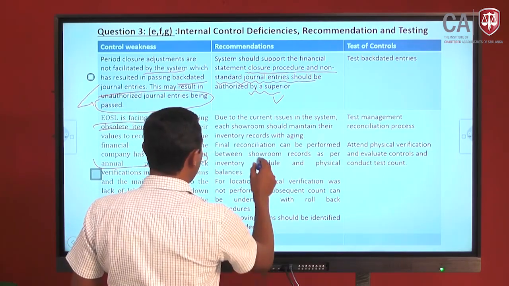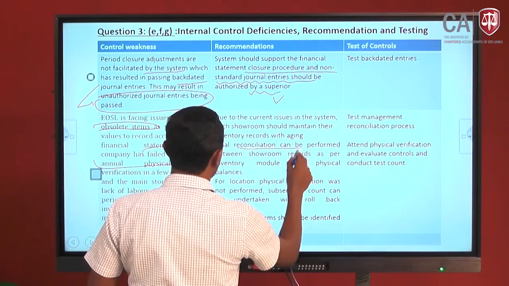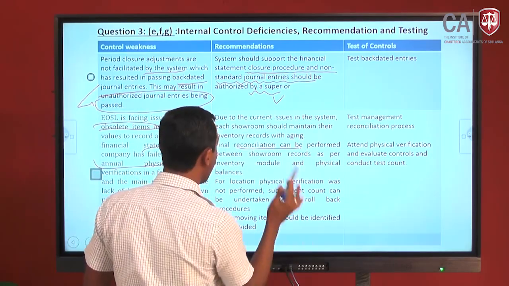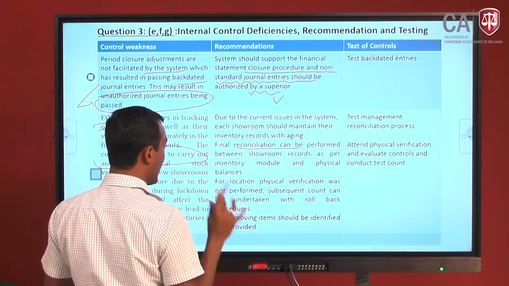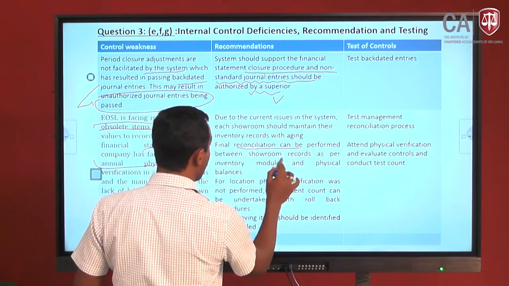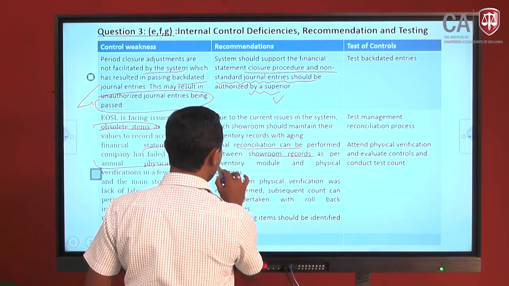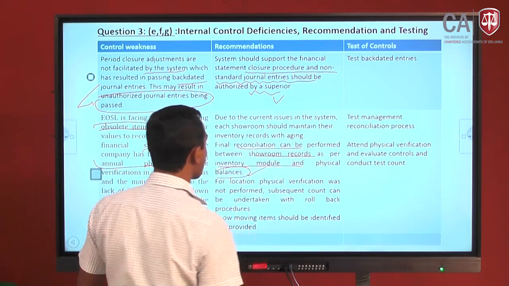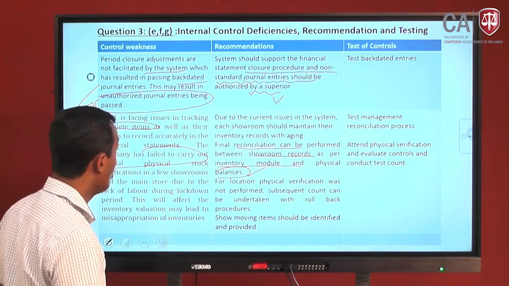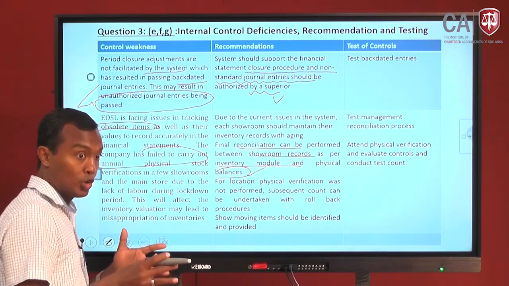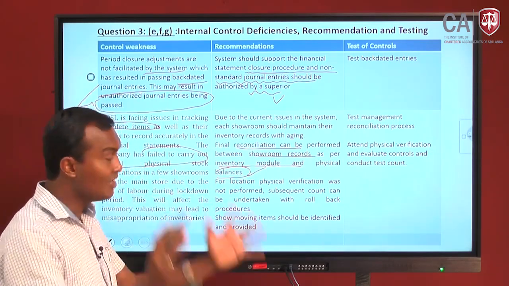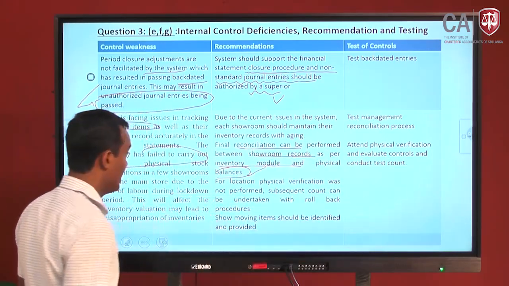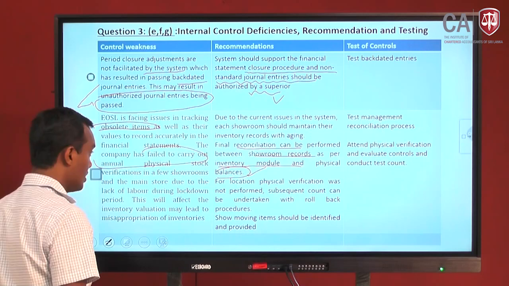But what we are suggesting is that a proper reconciliation can be performed. Now, they do not have a system; they have their own stocks with aging, but at least some reconciliation should be performed between showroom records, the inventory module and physical balances, right? I mean, if you have two records, the inventory module and the showroom, finally what really matters is the physical balance. So, these balances should be cross-checked.